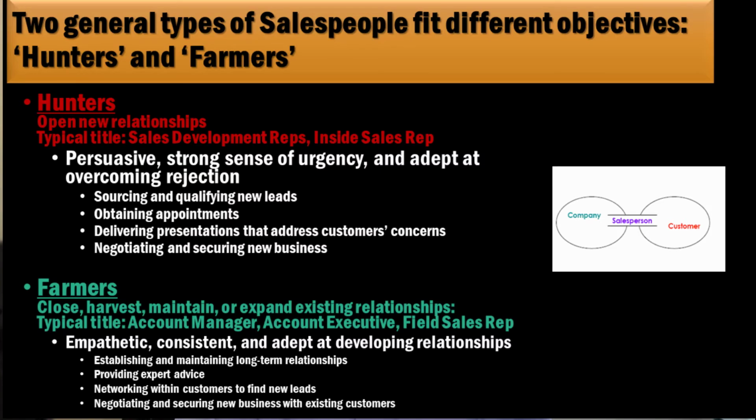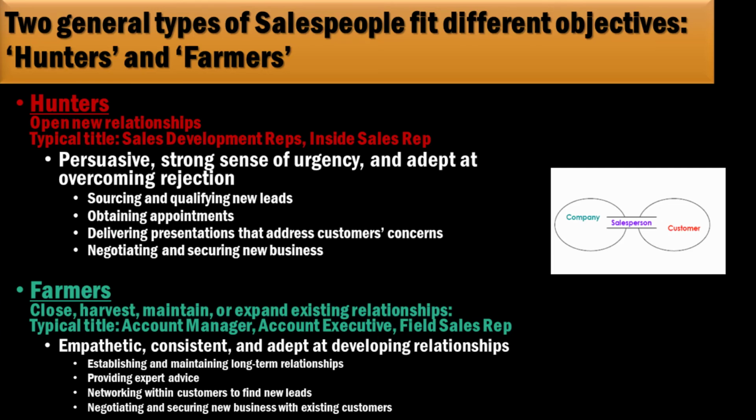So hunters can close. I don't want to mislead you there, but oftentimes in a bigger organization, hunters will be focused on the initial part, finding new customers. And there's often this transition to farmers. Farmers close, they harvest, they maintain, they expand relationships. So these are what account executives, account managers, and field sales reps do. So this is more about long-term relationships.